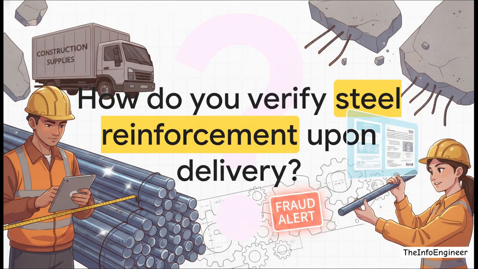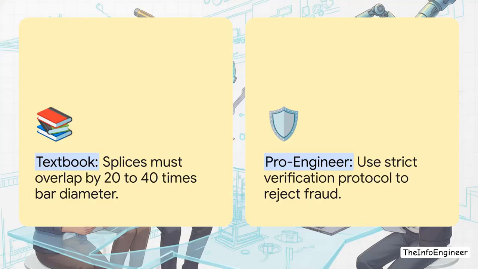All right, Section 4, Ensuring Structural Integrity. Let's tackle a huge, often invisible threat on job sites: construction fraud and structural failure. The question is, how do you verify steel reinforcement upon delivery? There is a world of difference between knowing basic tension theory and having hypervigilant site awareness.